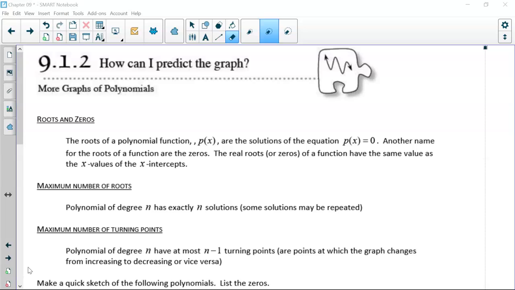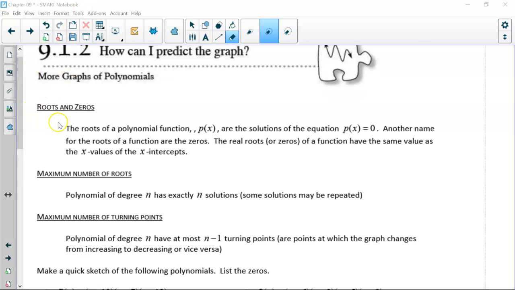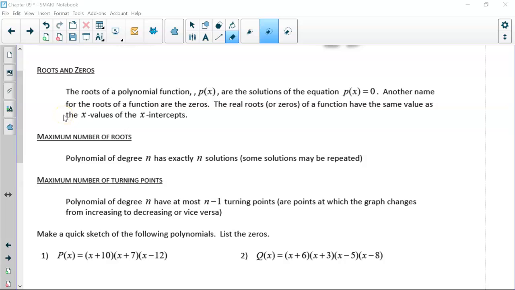We're going to see a lot of repeats from the last section, so we're going to keep reviewing that concept. Once again, the roots, the zeros, the solutions, the values of x that make y equal to 0, those are the x-intercepts. The maximum number of roots, the maximum number of solutions, is the same as the degree. And now the turning points: the number of times that this graph is going to turn is the degree minus 1.